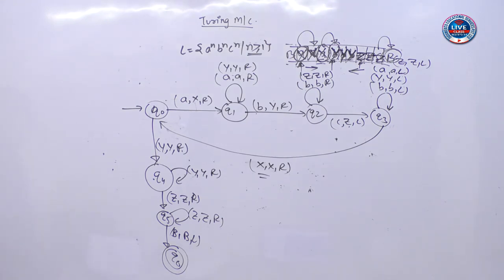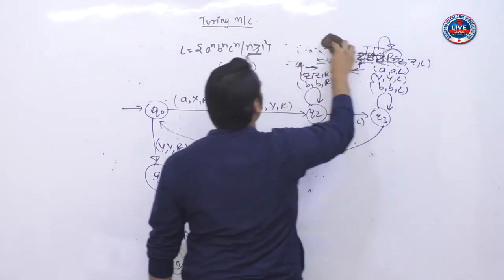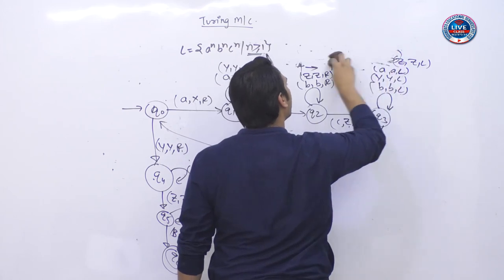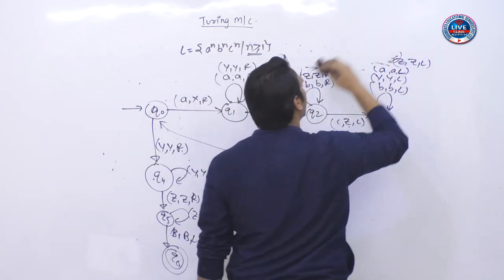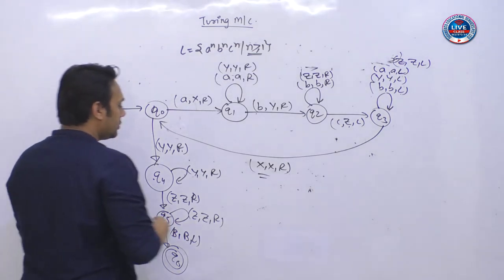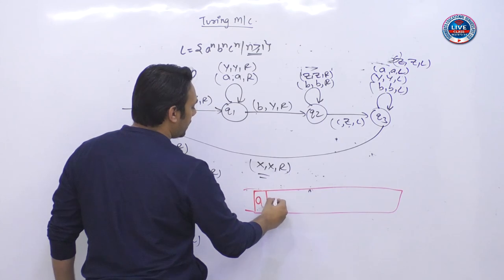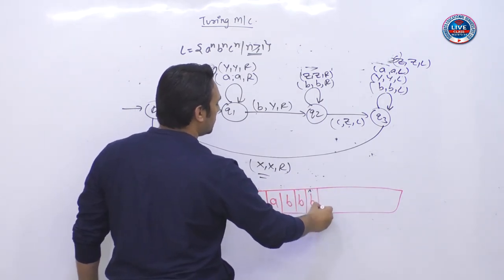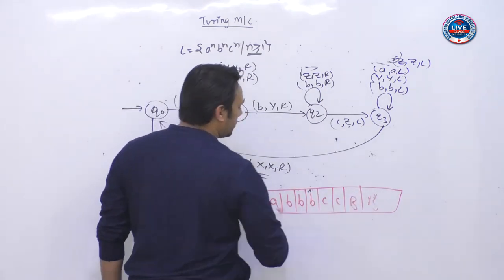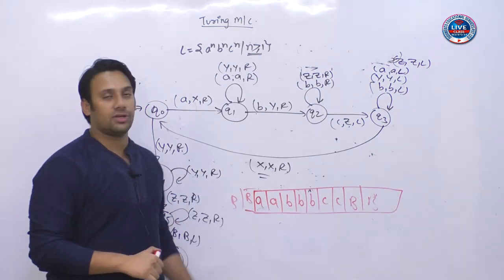Let me show you the working again, because some of you might still not be able to understand it. Let me explain this again, but with a counter example, using a string that will not be accepted. Let us assume that we have this string on the tape: A, A, B, B, B, C, C, with a blank symbol on both ends. In this case the number of B is more than the number of C and A, hence this string is not present in the language.